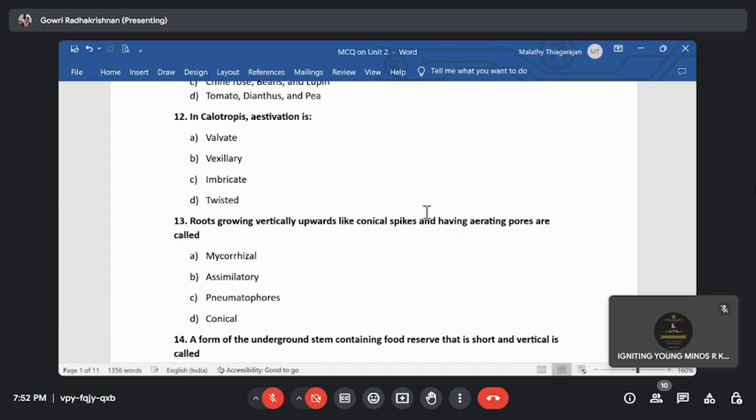Ma'am, Calotropis is valvate aestivation, ma'am. Calotropis is what? Valvate. No, it's imbricate. That is where the sepals and petals overlap in a regular pattern. Do you all remember the aestivation, the floral arrangements, petal arrangements?